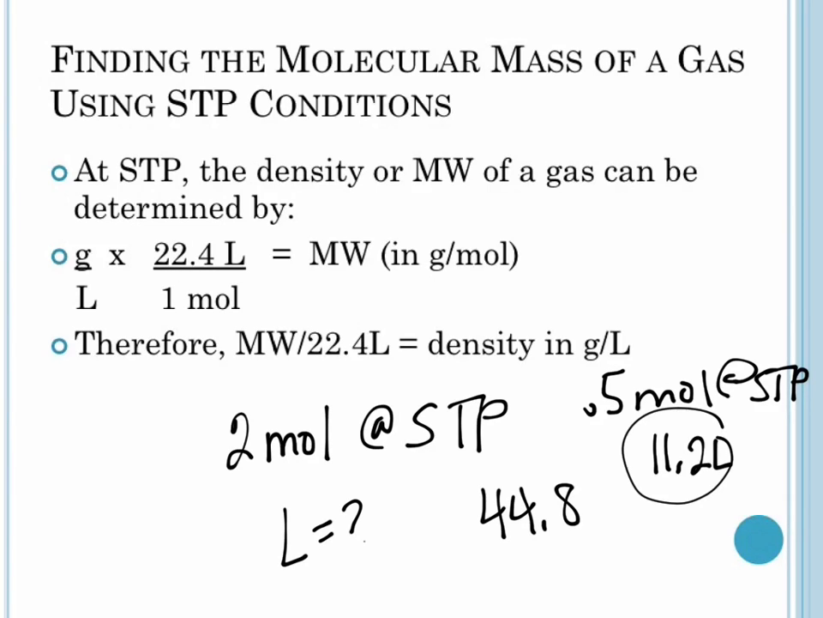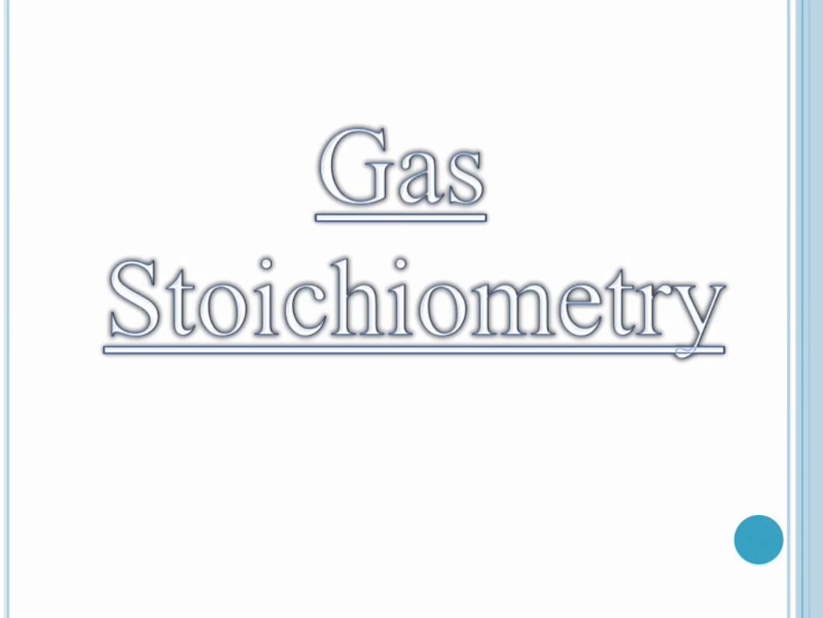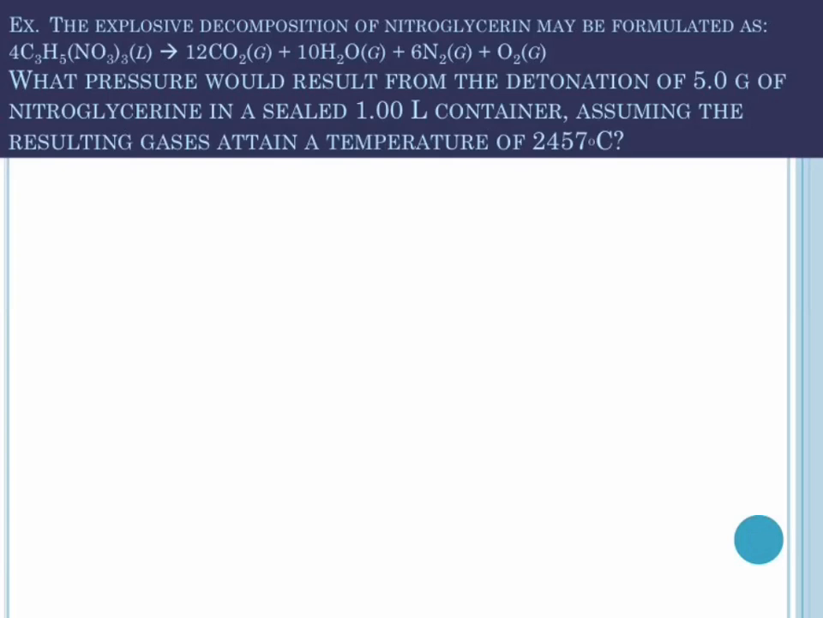You guys ready to do our last 2 problems? So, nitroglycerin is a liquid, and when it is detonated, it turns into 4 different types of gases. We get oxygen, nitrogen, water, and carbon dioxide. So those 4 gases are made from that one liquid. So what pressure will result from the detonation of 5 grams of nitroglycerin?